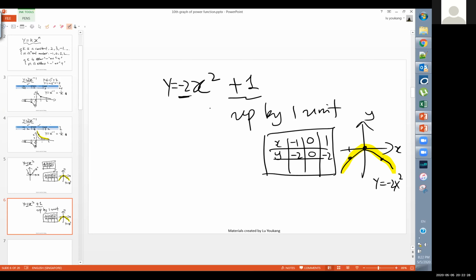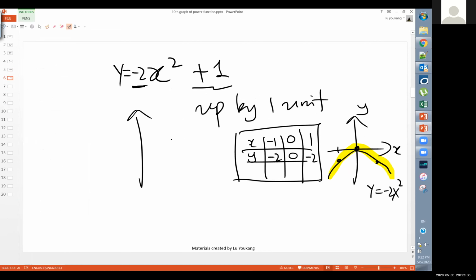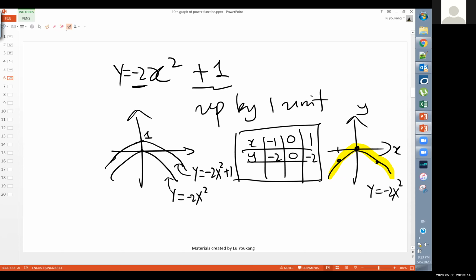Okay? What do I mean by that? So if you're starting, let me make it smaller first. If your starting is this, right? If you have a plus 1, your curve will move up by 1 unit, for every point. So this is 1. And then this is your y equals minus 2x squared plus 1. This will be your y equals minus 2x squared. Of course, you are supposed to indicate this point also.